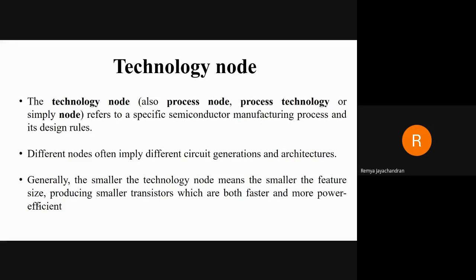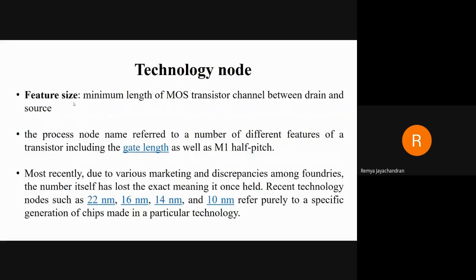It represents the feature size, that is the transistor's channel length, or the gate pitch, or the half pitch of the transistor or of the device. Feature size means the minimum length of the MOSFET, that is, the distance between the drain and the source. And it represents the gate length as well as the metal half pitch.